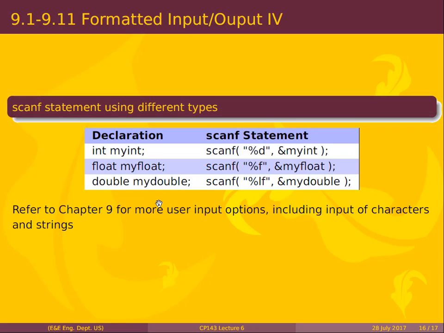And scanf statements using different types. If the value that you're going to read is an int, you're going to scanf %d, and remember the ampersand, my int. If it's a float, you're going to scanf %f. If it's a double, %lf. This is just a very big float. Yes? A double, you'll see, is a variable type. I think it's a bigger float. It can hold a much bigger value than a float can, also of a decimal type.